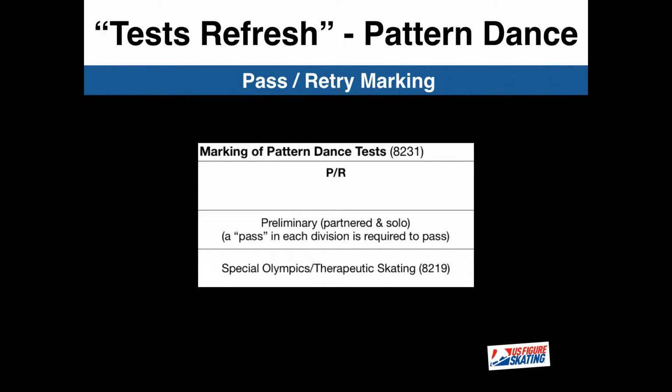Before we talk about the -3 to +3 marking, the marking of pattern dance tests, preliminary, partnered and solo, and Special Olympics therapeutic skating remain as pass retry only, and for preliminary pattern dance tests, a pass in each division is required to pass. Next, Lynn will cover the -3 to +3 marking scale.